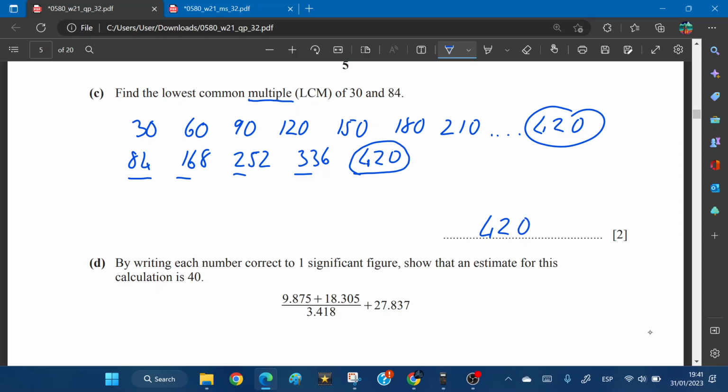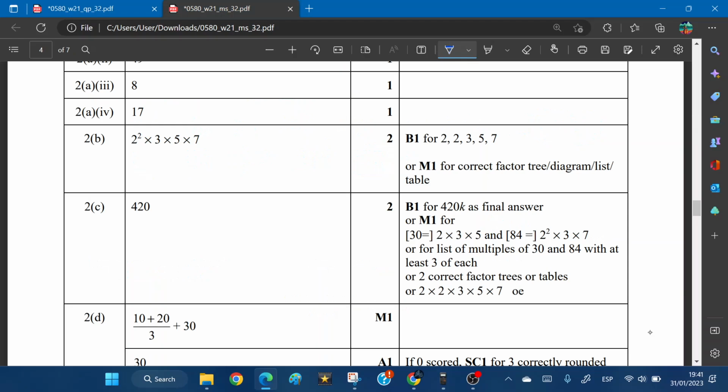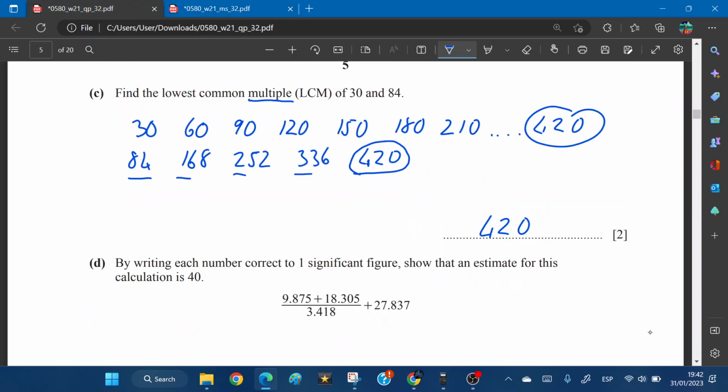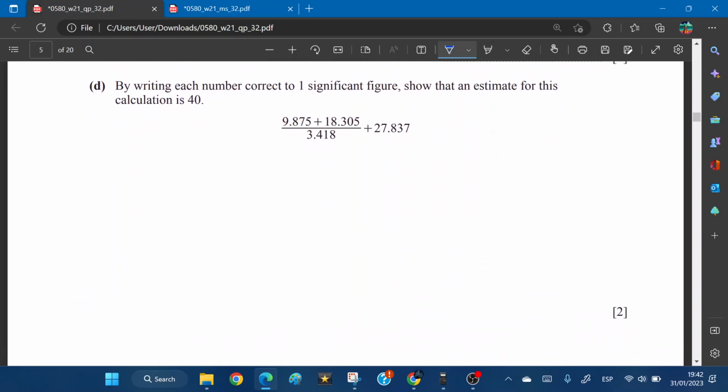Now, there is another way of doing it. You can find all the prime factors of 30 and 84 and then find the ones that match. But I think this one was a little bit quicker, a little bit easier. You see that here they describe using the prime factors. But look, you also get the same thing, a list. If you write a list like I did, a list of the multiples of 30 and 84, you get 1 mark already. So you don't have to do all that prime factors thing. But that's another method. Send me a message and I'll show you that one.